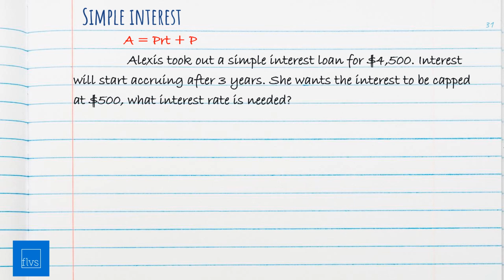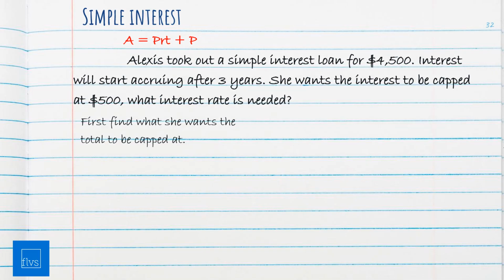Okay, now here's another question dealing with simple interest. Alexis took out a simple interest loan for $4,500. Interest will start accruing after 3 years. She wants the interest to be capped at $500. What interest rate is needed? So it says that she wants her total interest to be capped at $500. And so we need to figure out what interest rate will do that.